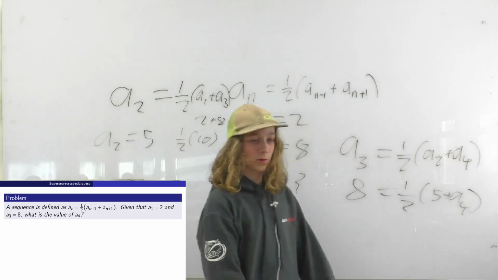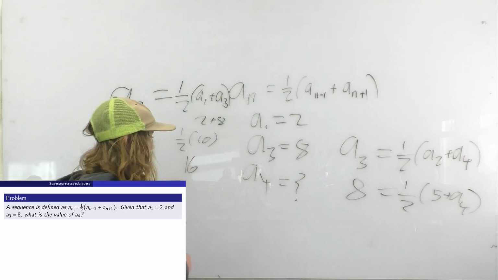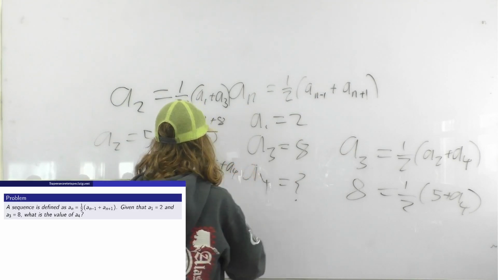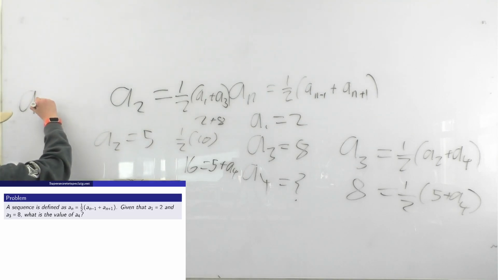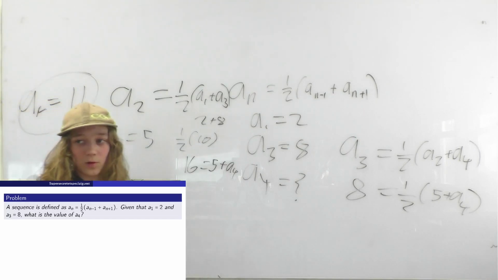So I would just multiply by 2 on both sides. So we get 16 equals 5 plus a_4. Subtract 5 on both sides. So we get a_4 equals 11, and that's the answer to our question.